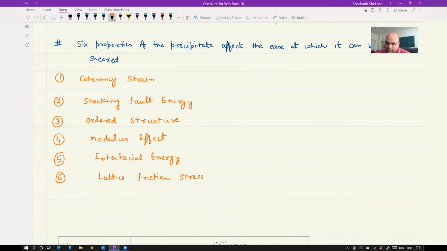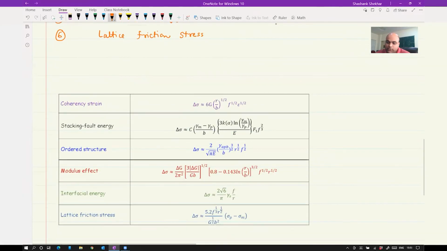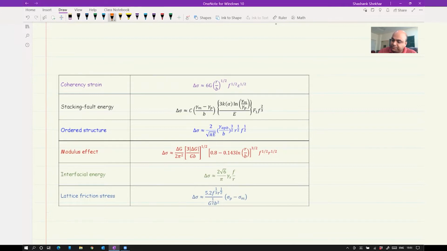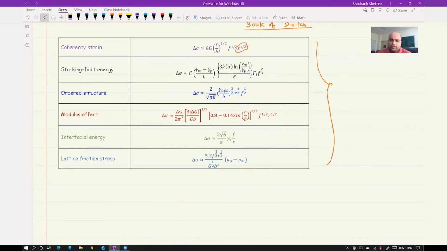Okay. Now I have listed formulas related to all these effects. This is taken from the book of Dieter. Okay. So like the coherency strain, you have a factor of epsilon here. So this is your coherency strain. And if you see, all of these properties depend upon the radius of the precipitate. Okay. So overall, you can go through these formulas. They are standard and given in all the books, but there might be some variations in terms of the constants, etc. Otherwise the concept remains the same.